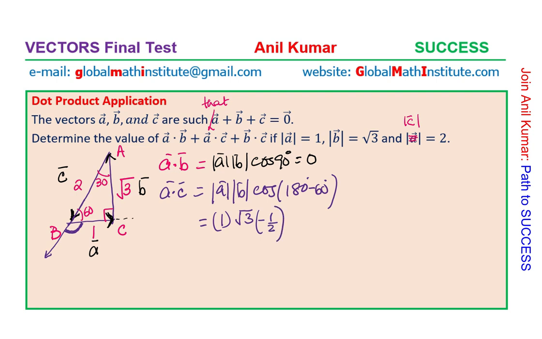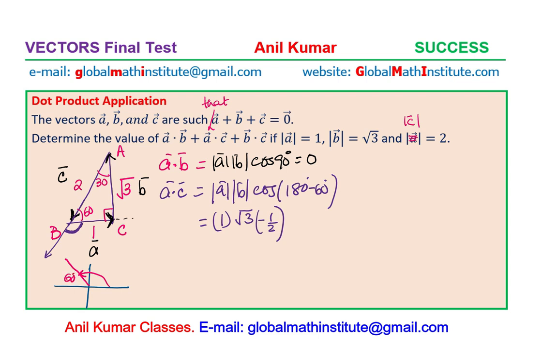You get the idea, right? So it's in quadrant 2. We're talking about this angle, where this is 60 degrees. So cosine is negative and cos of 60 is half. Now let's do B dot C. I hope you got the idea, right?